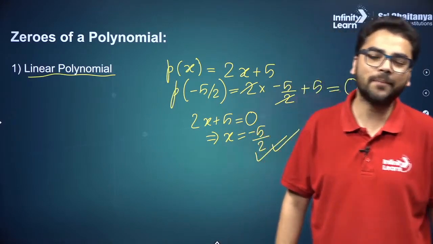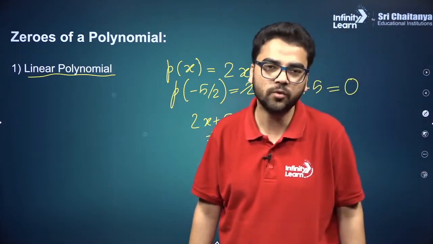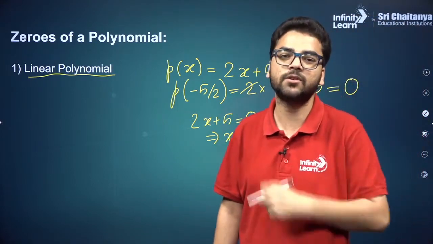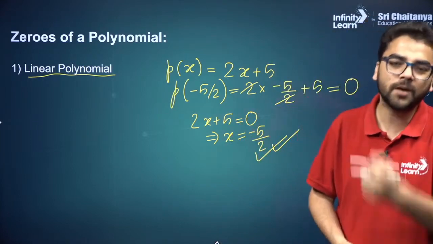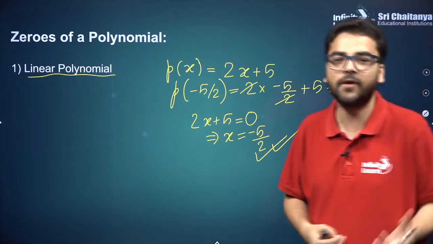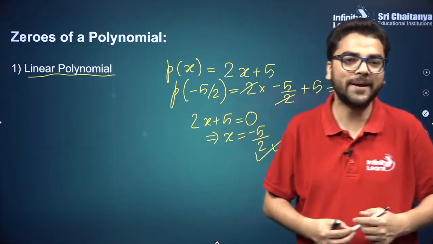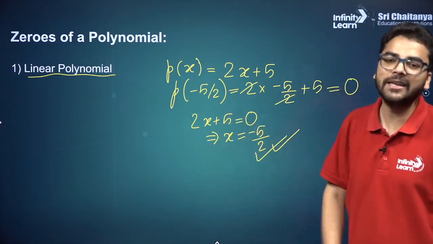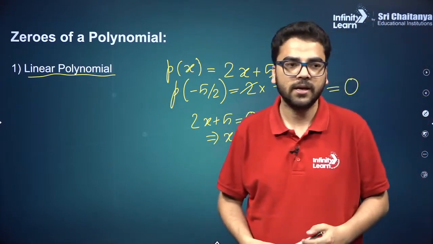Alpha and beta are basically zeros of polynomials only. If you have a quadratic polynomial, you represent its zeros by alpha and beta. If you have a cubic polynomial, you represent its zeros by alpha, beta, gamma, and so on. I hope it is clear. Any doubt in the zeros of a linear polynomial? Tell me. It's very simple.